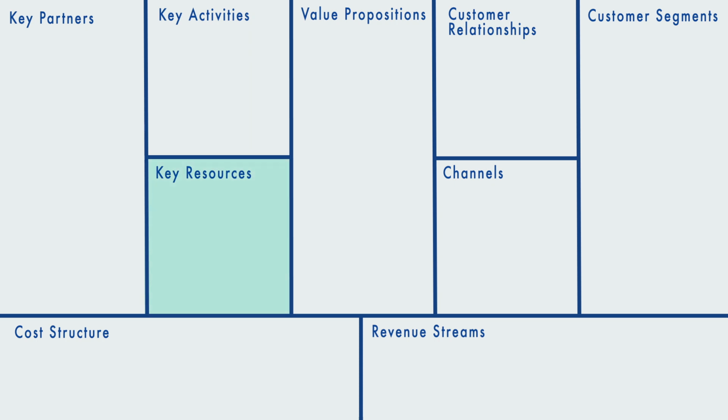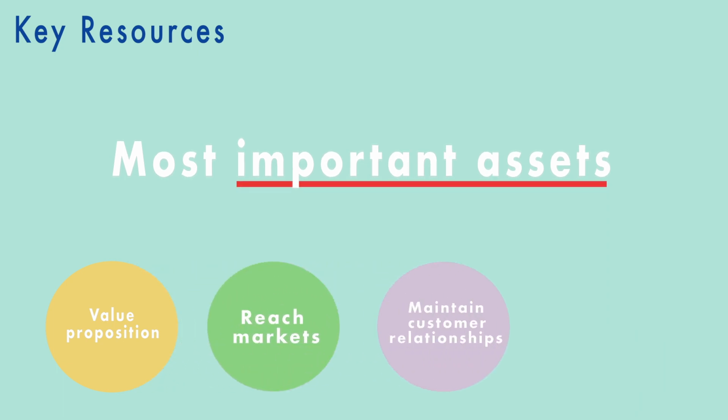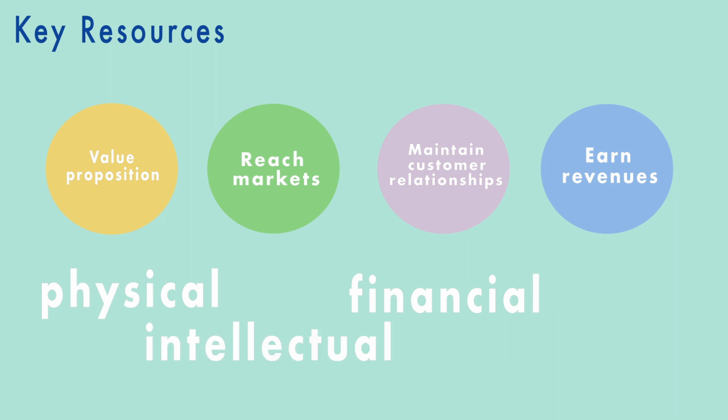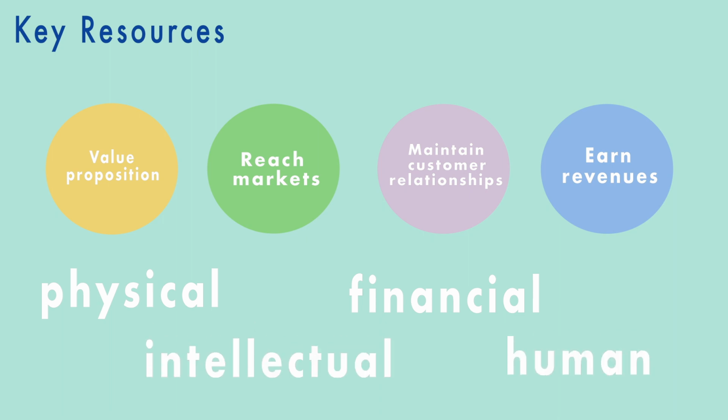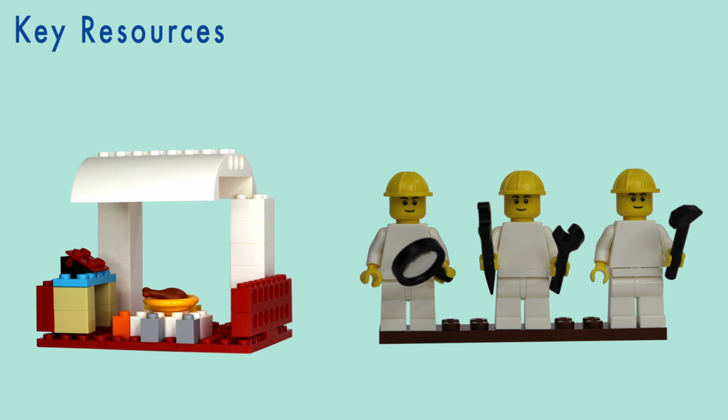Key resources. The key resources building block describes the most important assets required to make a business model work. Now, what are some assets that are essential to make a business run efficiently? These resources allow a company to create and offer a value proposition, reach markets, maintain relationships with customer segments, and earn revenues. Key resources can be physical, financial, intellectual, or human. Now, back to our fast food restaurant example, resources are their restaurants and their skilled restaurant managers.